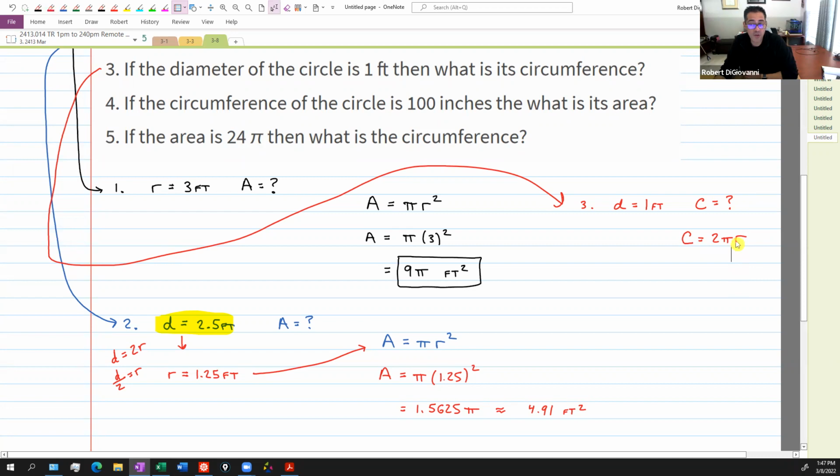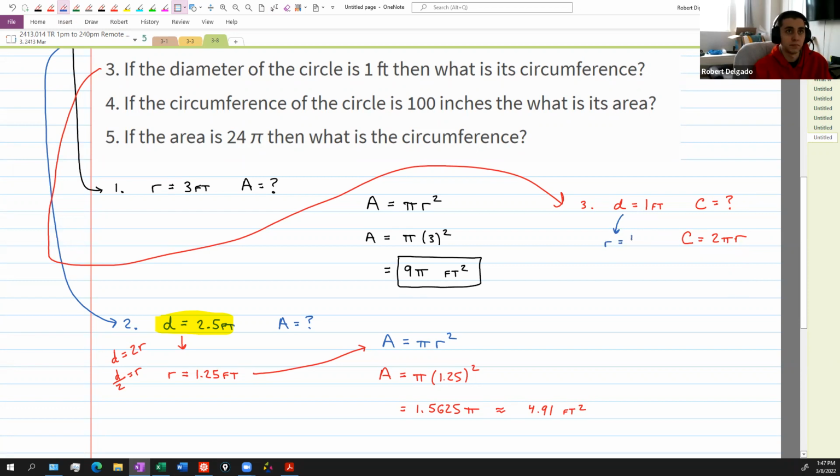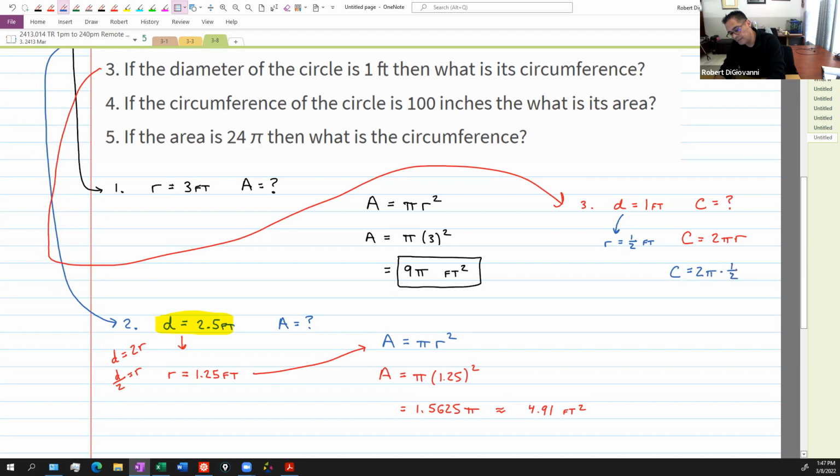So it'd be useful if we knew the radius of this thing, right? But I've given you the diameter. So what's the radius? Half of it, right? I'm going to do a half a foot. Which means that my circumference now is 2 pi times a half, because that's the radius. And I could put the half and the 2 together, they would cancel out and I would just get pi, wouldn't I? Pi. And my units here would be feet, because circumference is a measurement of the outside of the circle.